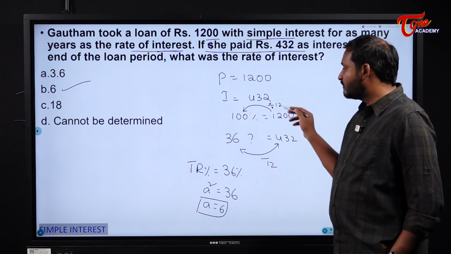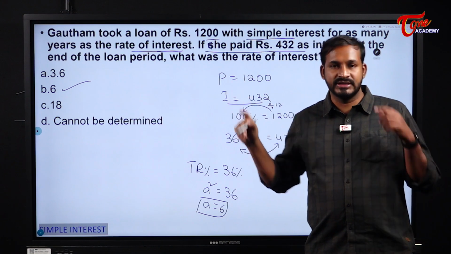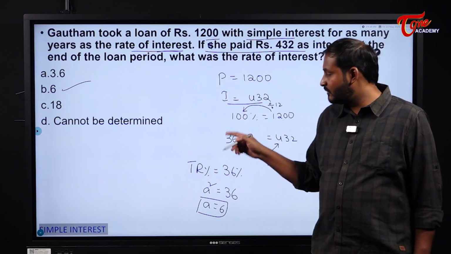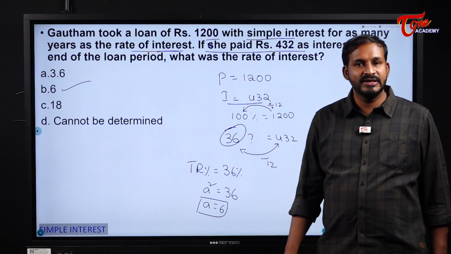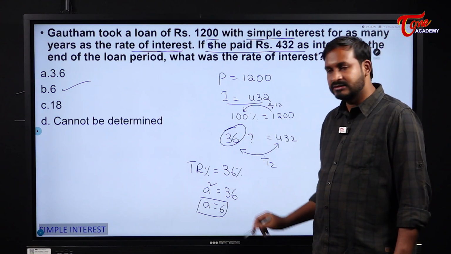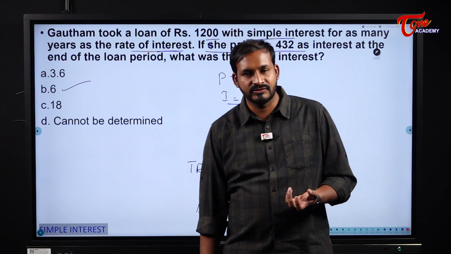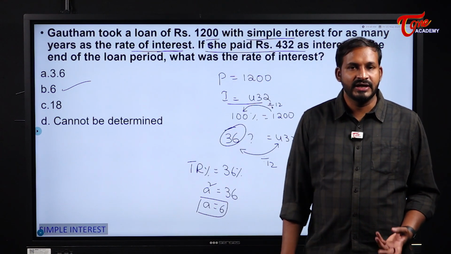So whenever they give you the interest, please find out what percentage of principal the interest is. If 100% is 1200, we find TR percentage. TR percentage became how much here? 36%. So simple, 36. Here both are equal, which means you should get a perfect square, then only you will get the answers easily. Square root of 36, what is it?